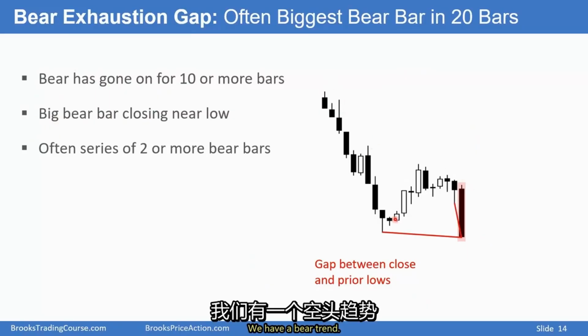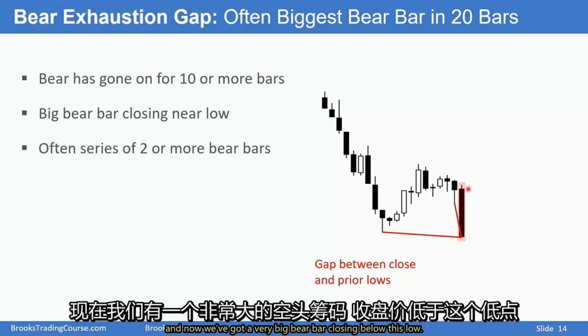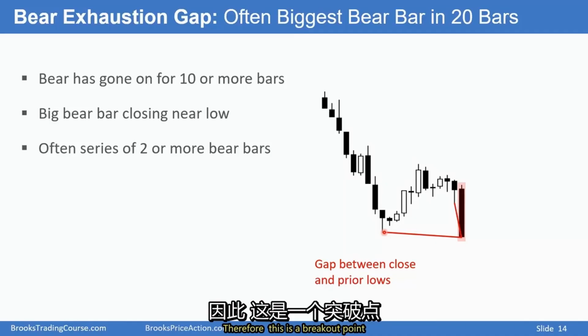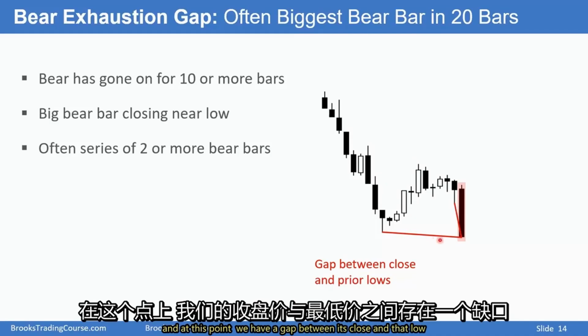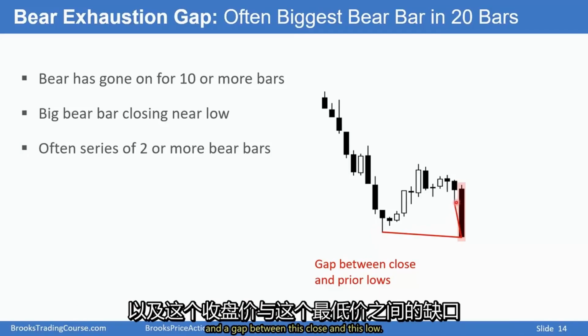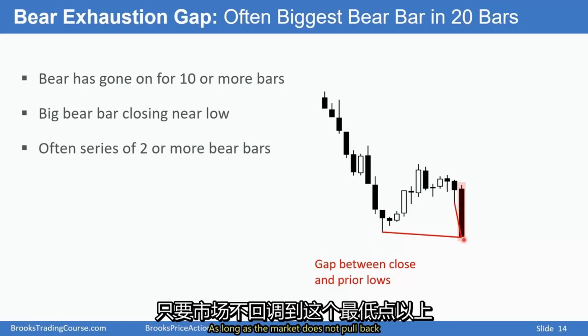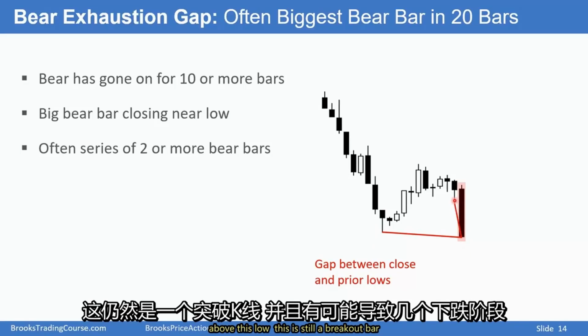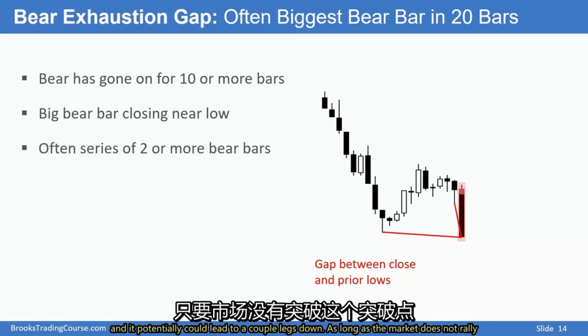We have a bear trend. It lasted 10 or more bars. And now we got a very big bear bar closing below this low. Therefore, this is a breakout point, and at this point we have a gap between its close and that low, and a gap between this close and this low. As long as the market does not pull back above this low, this is still a breakout bar, and it potentially could lead to a couple legs down.